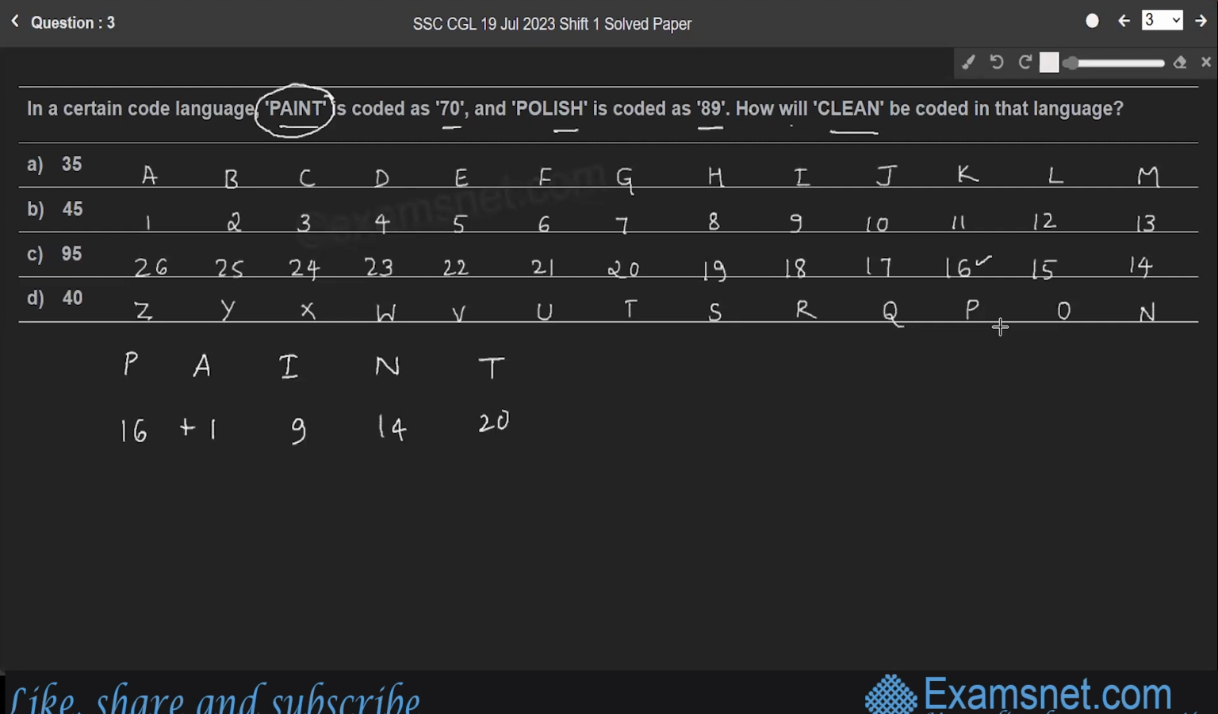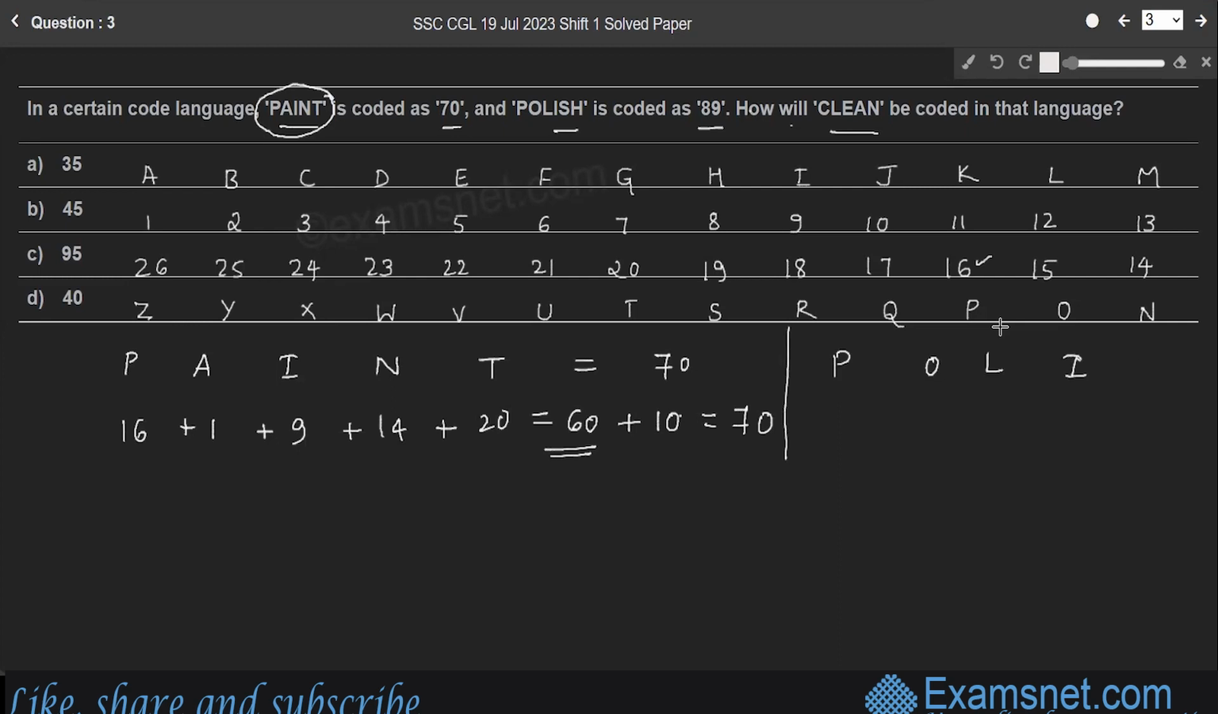So add all the values here, the positional values of the letters of the word paint. So you will get 60, right? So 60 plus, add 10 to the sum of the positional values, right? So 60 plus 10 gives 70. Therefore, paint is coded as 70, right? Similarly, polish.